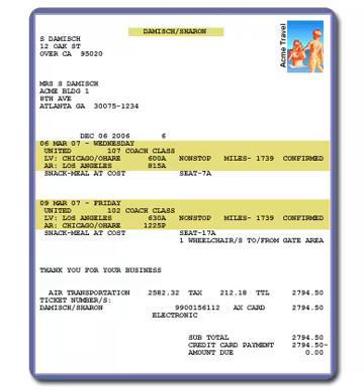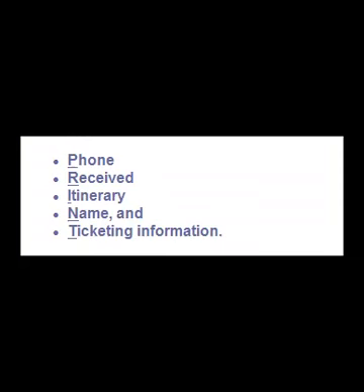Apollo requires 5 mandatory fields in a passenger name record, PNR. An easy way to remember these fields is to remember the word PRINT. The 5 PRINT fields required in every PNR are phone, received, itinerary, name, and ticketing information. You must enter these mandatory PNR fields before you can end or save a PNR.